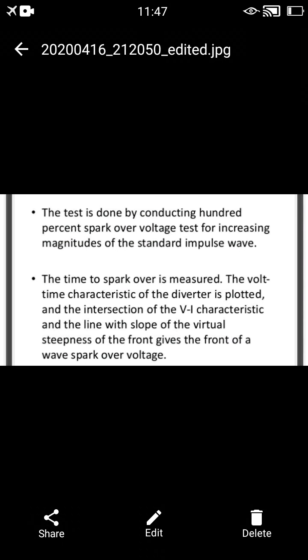So the test is done by conducting the 100% spark over voltage test for increasing magnitudes of standard impulse wave. The time to spark over is measured, the volt time characteristic of the diverter is plotted, and the intersection of the VI characteristic and the line with slope of virtual steepness of the front gives the front of wave spark over voltage.